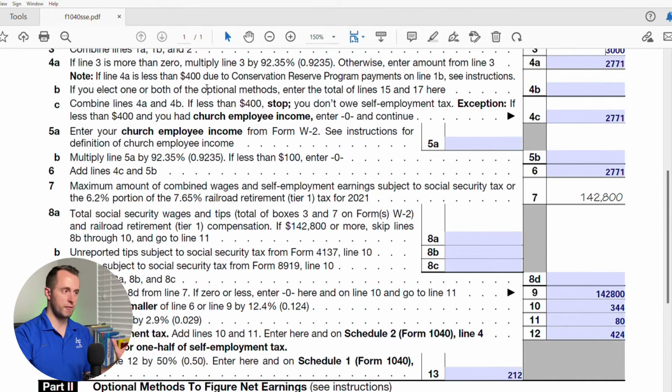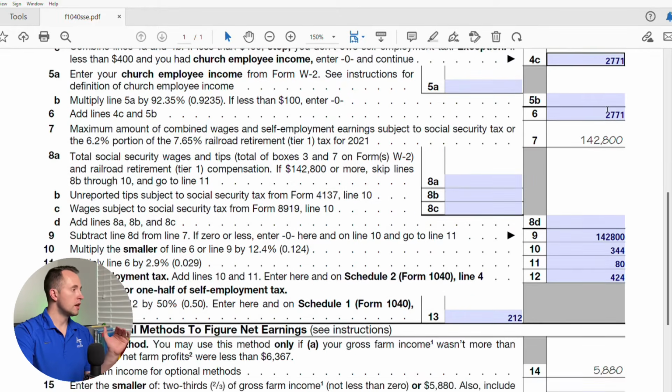So again, for the majority of people, you're going to leave 4B blank. So for 4C, it's basically you're just adding up 4A and 4B. So if you didn't deal with 4B, just drag whatever is in box 4A down to 4C. Continuing down here, we have 5A deals with church employee income, not applicable for the vast majority of people. 5B, again, nothing in there if you didn't put anything to 5A. So 6 is you're going to add up lines 4C and 5B. So just take whatever you had in 4C, you're going to drag it down again. That's kind of a theme throughout this form.